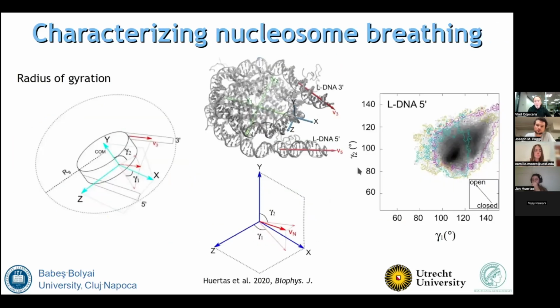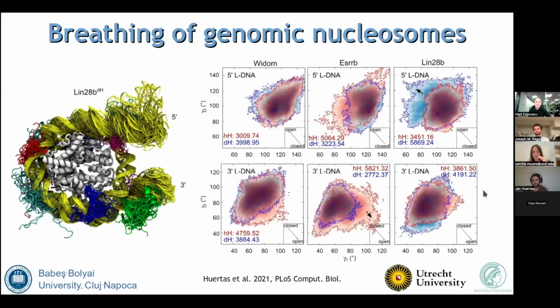So when we look at breathing of the nucleosomes, we introduce these order parameters, which we call the two angles, gamma 1 and gamma 2. Basically, just these two projections that you see on this picture of these vectors along the linker DNA and the coordinate system. And this gives you histograms like this, where you can see open conformations will be populated here, closed conformations will be here. So you can characterize this motion in a relatively simple fashion.